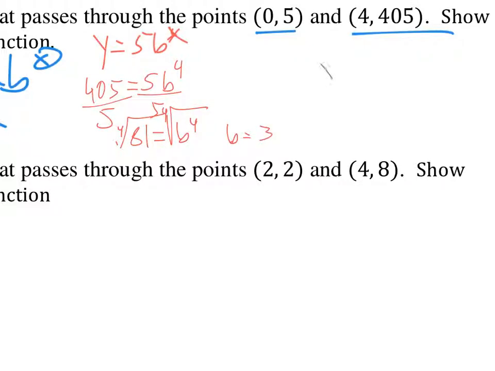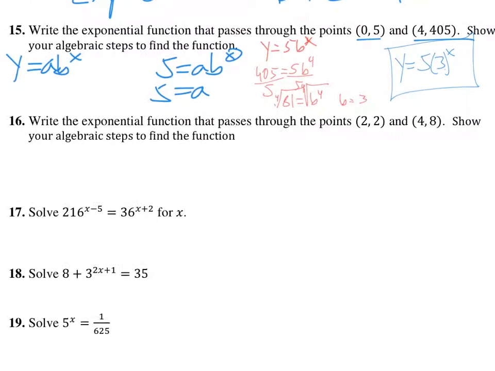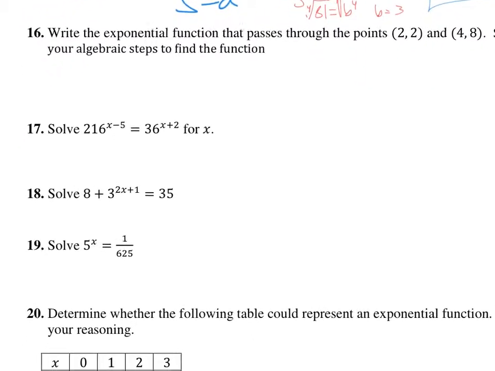So now we can write our function y equals 5 times b to the x. Nope, b in that case, we just found out what b is. B is 3. Don't forget to rewrite your function. Okay? One more, same idea. Plug in 2, 2, and 4, 8.